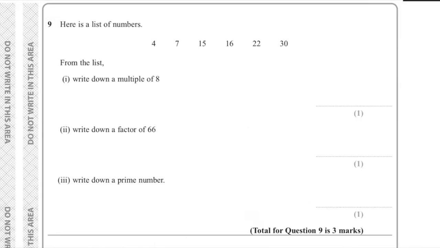Okay, we've got a list of numbers. We've got to write down a multiple of 8. So that is any number in the 8 times table. 16 is our answer. A factor of 66. So a number that would multiply to make our 66. And that would be 22. 22 times 3 makes 66. And then our prime number in the list is 7.